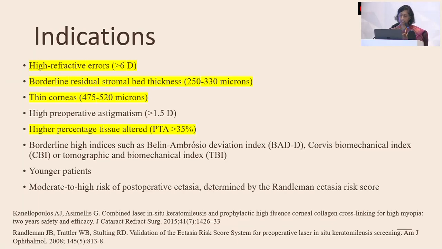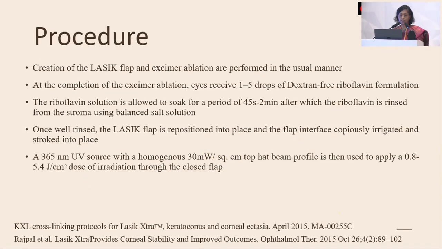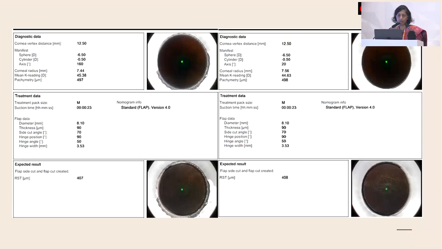Our indication basically is when it's really going across your safe limit, in this particular case, and in fact age below 30 years is a risk factor for post-LASIK ectasia. Everything else was normal in this case, but his corneal thickness was 481 to 510, and looking at the number of risk factors. So for the procedure, you create the LASIK flap as normal, and then at the completion of the ablation, you apply a dextran-free riboflavin formulation on the bed, put the flap back, and then expose the eye to the UV light.